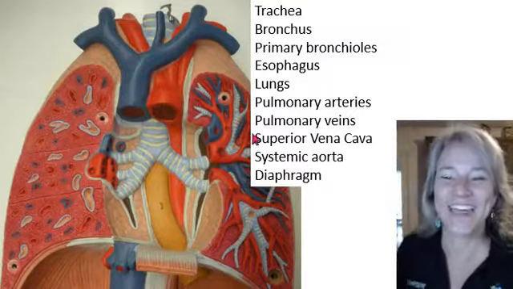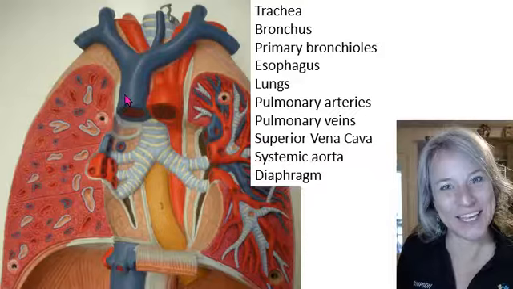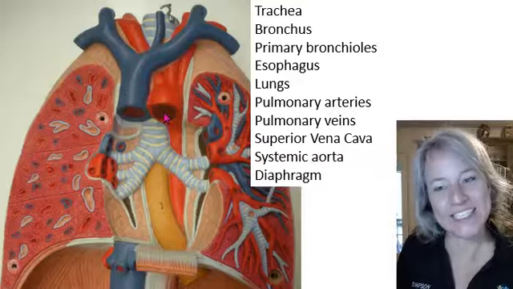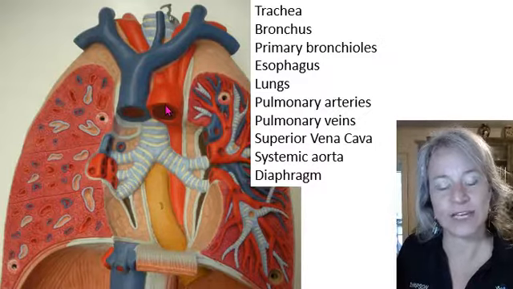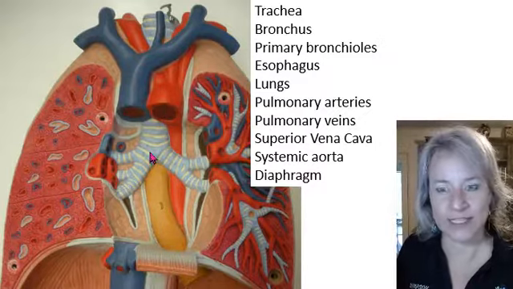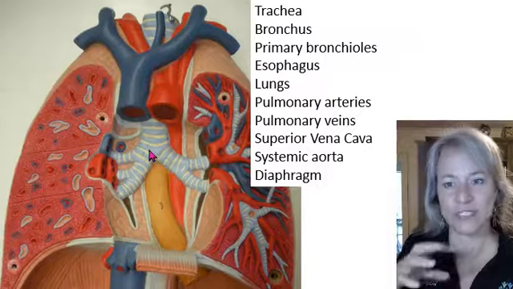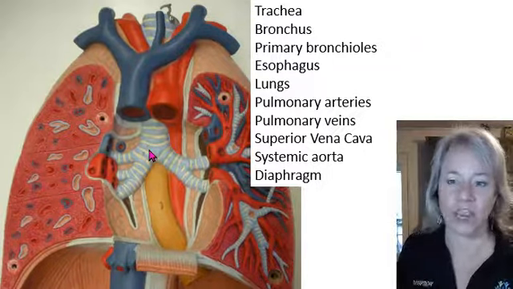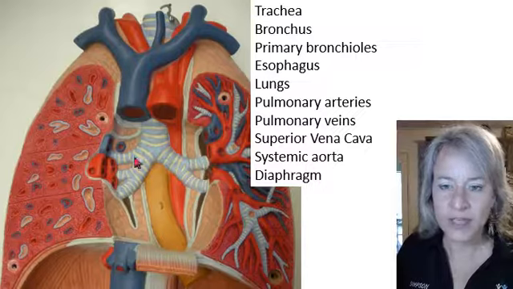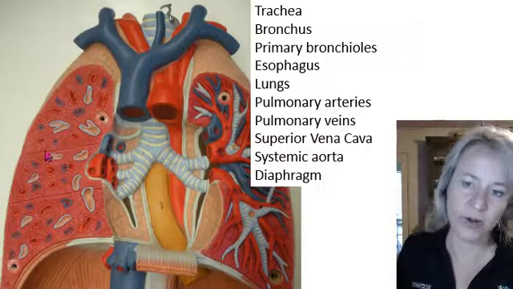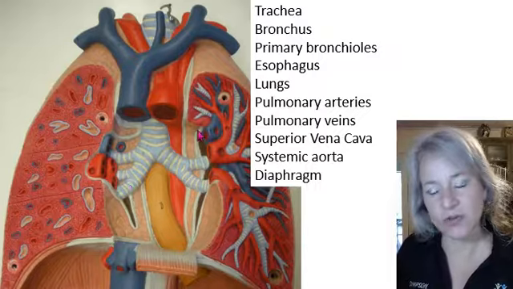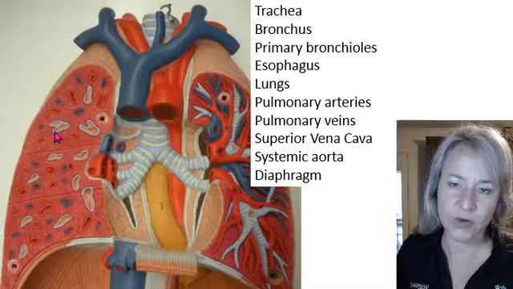Okay, so we have here the superior vena cava. This is your systemic aorta, or the great aorta. And we do not see the pulmonary aorta because you would see it if the heart were there. Now, these blood vessels that are going to the lungs and from the lungs, these are the ones going to the lungs to get oxygen.